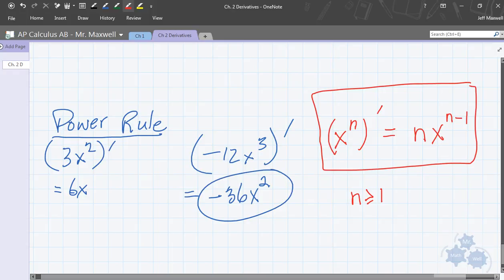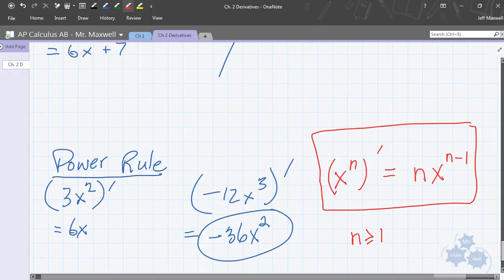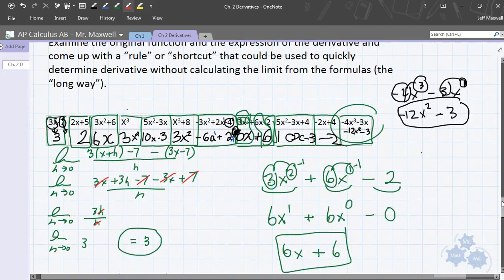Now I know we took a look at this back up here. If I just back up for a second, I know we said, hey, here's a 4, and that's like 4x to the 0. 0 times 4 is 0, and so on. Yes, that's true, but you don't subtract 1 from the 0 exponent. So that rule really doesn't apply to constants. That's why we have a separate constant rule. Okay, does that make sense? Maybe not.